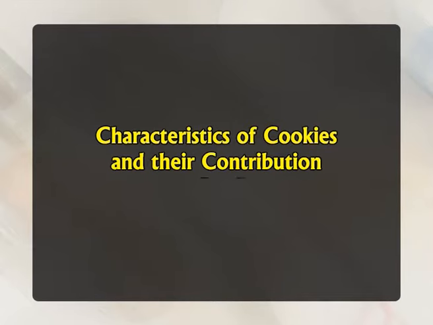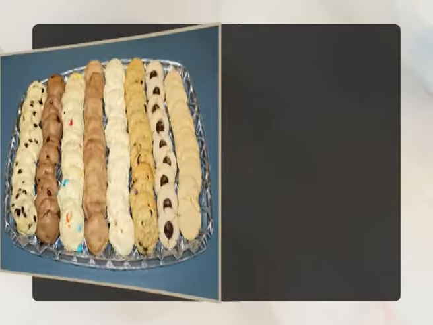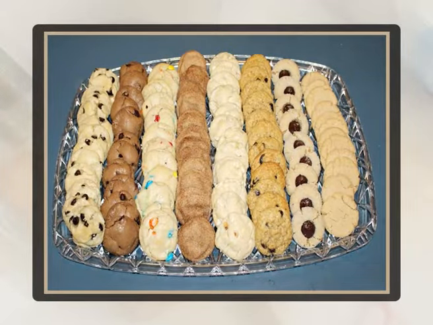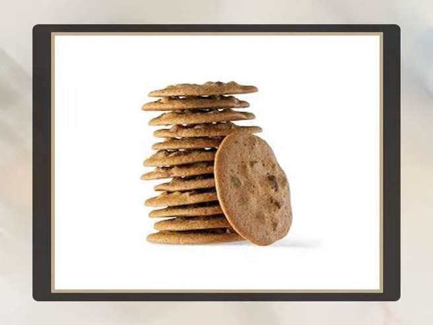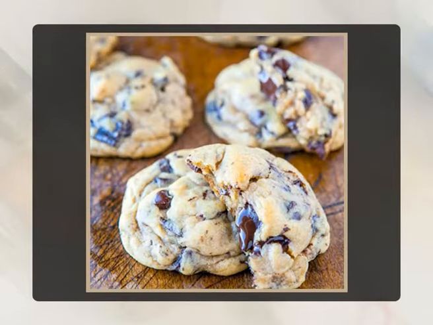Characteristics of cookies and their contribution to quality. Cookies are available in a variety of shapes, sizes, flavors and textures. Characteristics that are desirable in some types are not desirable in others. For example, few cookies have to be crisp while others soft. Some of them hold their shape, others spread during baking.